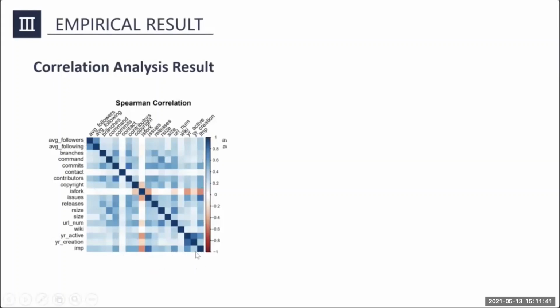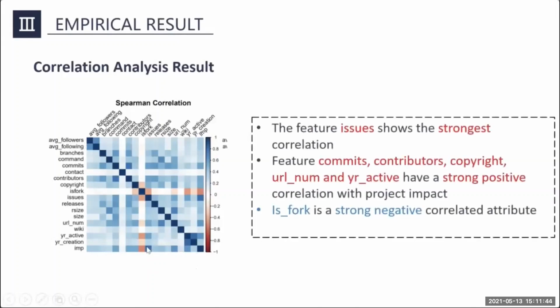As we can observe from the figure, the number of issues the projects have has the strongest correlation with project impacts. And other than that, the number of commits, number of contributors, whether it has copyright information, the URL number, as well as the number of years that the project is active, also have strong positive correlation with project impact.